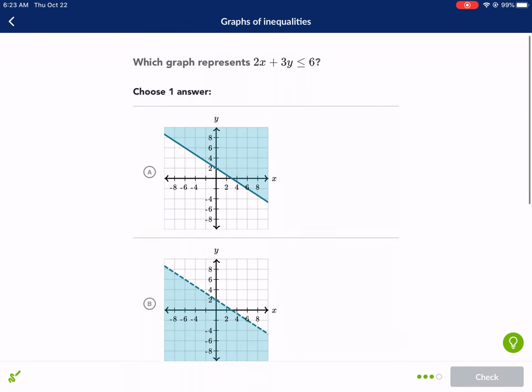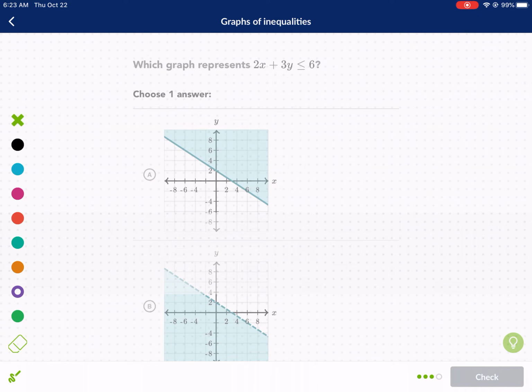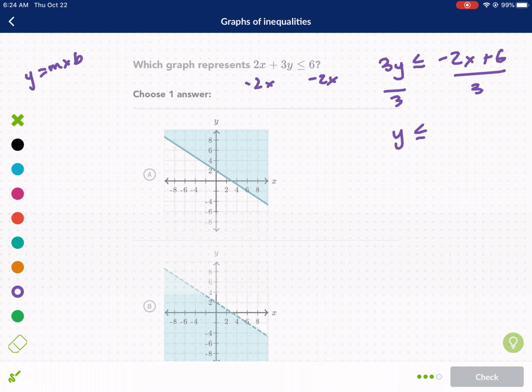Oh, boy. Oh, well. So which graph represents 2x plus 3y is less than or equal to 6? Again, we want it in y equals mx plus b form, okay, slope-intercept form, so we're going to subtract 2x from both sides, and we get 3y is less than or equal to negative 2x plus 6. We're going to divide by 3 on both sides, and by both terms, we get y is less than or equal to negative 2 over 3 x. I like doing that for my slope, okay, I like putting the coefficient in front of x. And then plus 6 divided by 3 is 2. Okay, so now we know our y-intercept is 2.